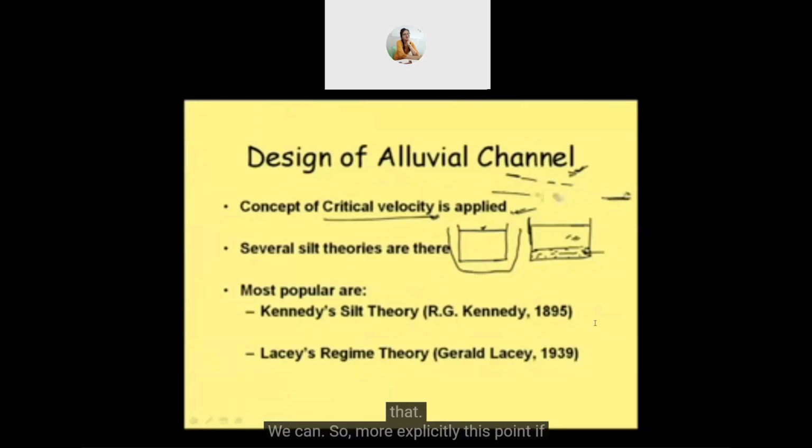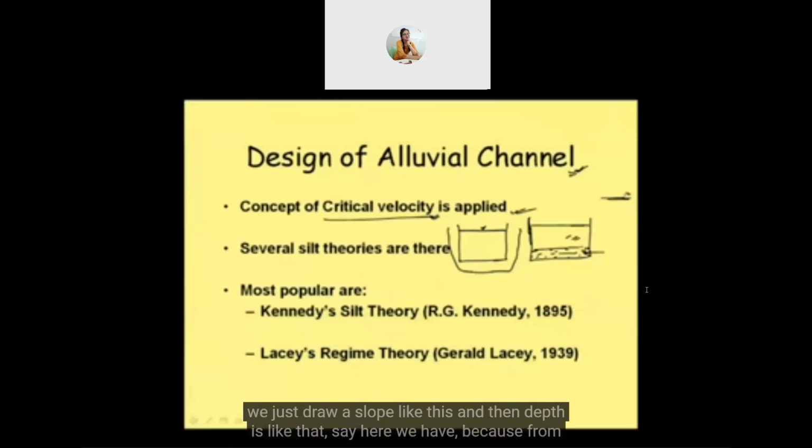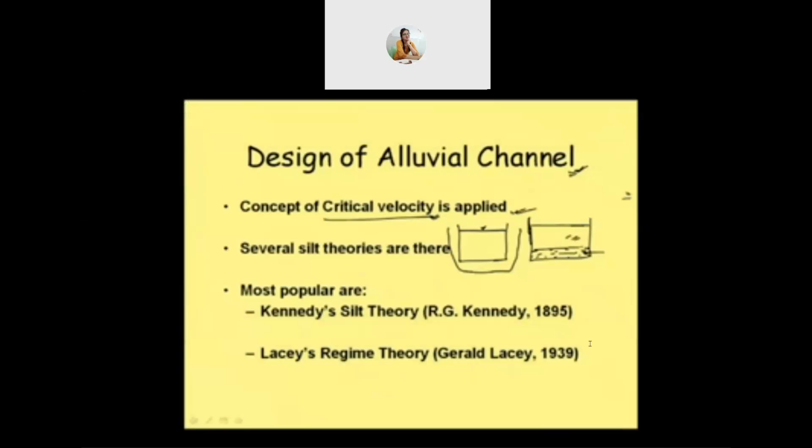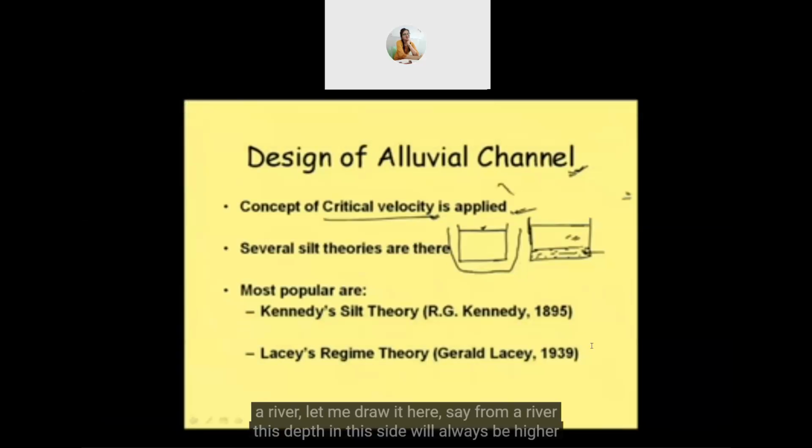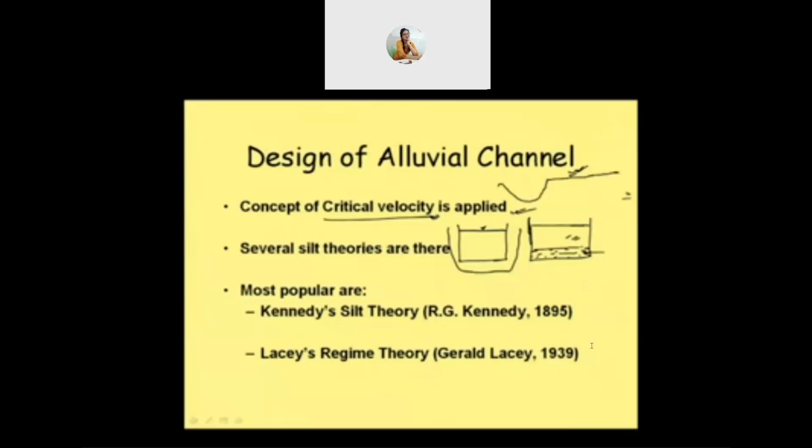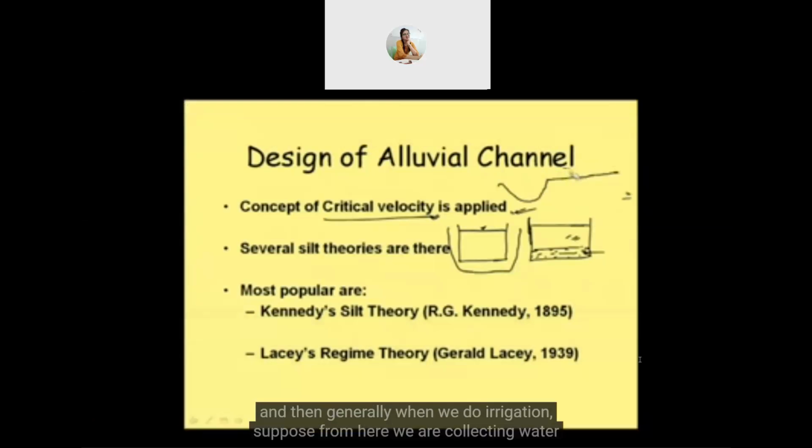We can show this point more explicitly if we draw a slope like this, and then the depth is like that. Because from a river, let me draw it here, the depth on this side will always be higher. And then generally when we do irrigation, suppose from here we are collecting water and supplying it to this side. To what extent can we go? This canal moves like this, and up to a certain extent we can go. What is the command of that canal? The command of this canal means to what extent this canal can carry water.